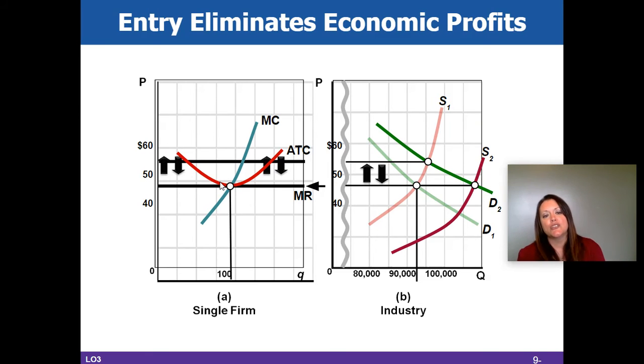Now, if we're in a loss minimizing scenario where your price is lower, the opposite will occur. People will leave the market, the price will go up, and you'll be closer to your overall long run profit. Key things to remember: entries eliminate profits and exits eliminate losses. And your long run situation is going to look like this over here. Marginal revenue equals marginal cost equals average total cost.